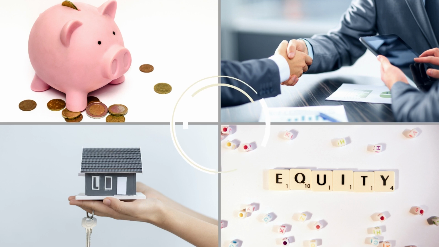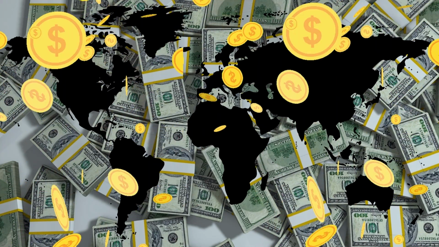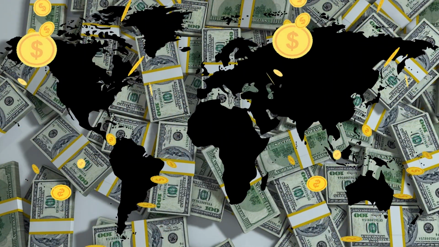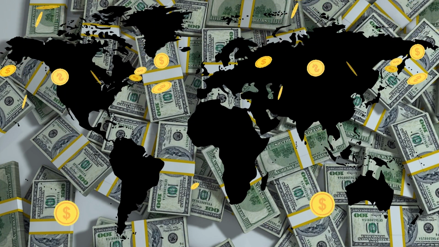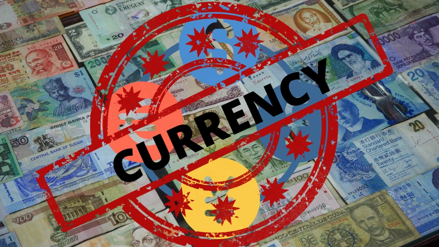In Money Shorts 9, we spoke about different ways to save. Today, we are going to talk about all the different money systems all over the world. You get different kinds of money, and they all have different values depending on the country that you are in. This is called currency.